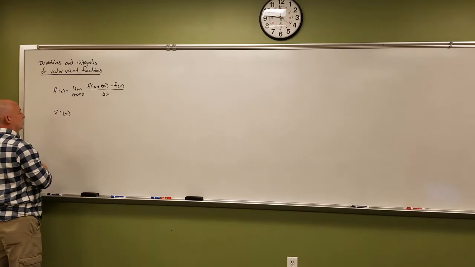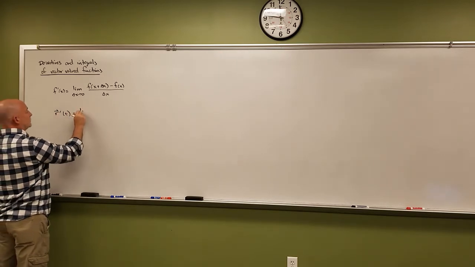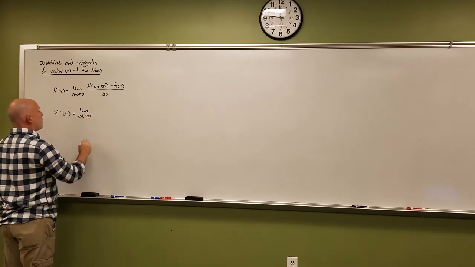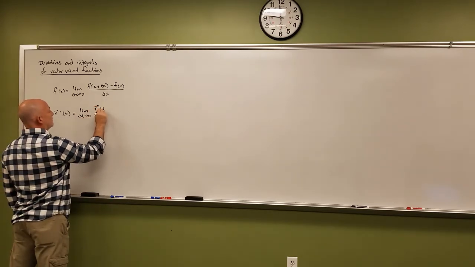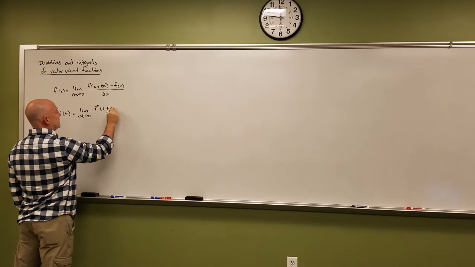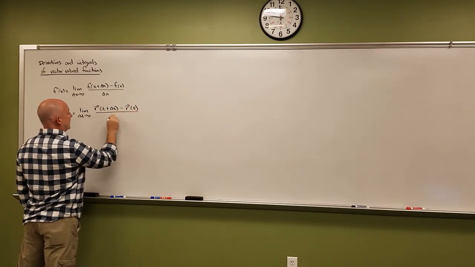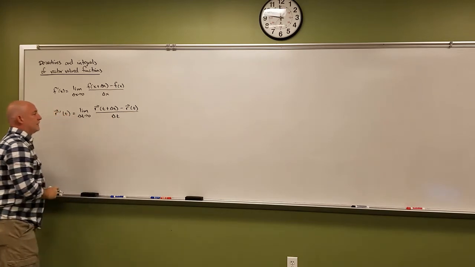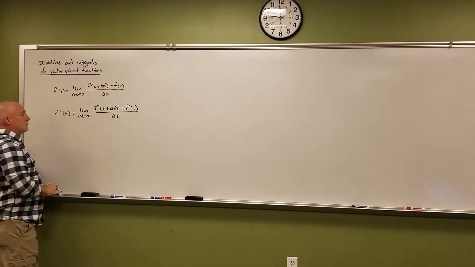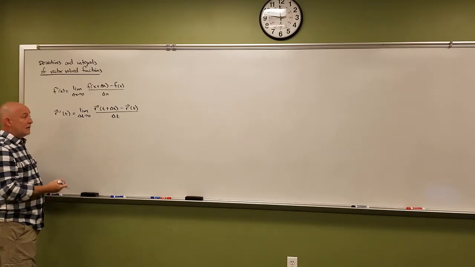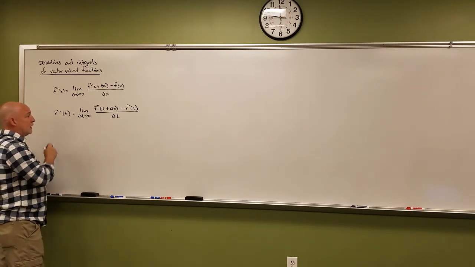r prime of t is going to be equal to the limit as delta t goes to 0 of r of t plus delta t minus r of t, all divided by delta t. All right, so it looks like a mess here, but this ends up working out exactly like you would expect that it would.